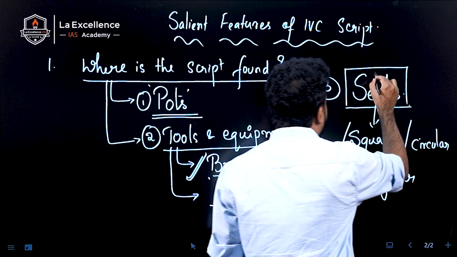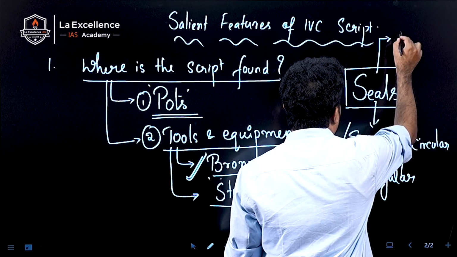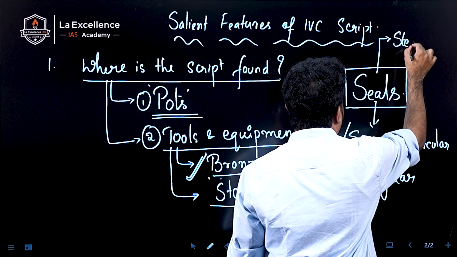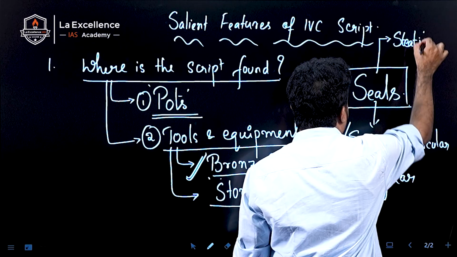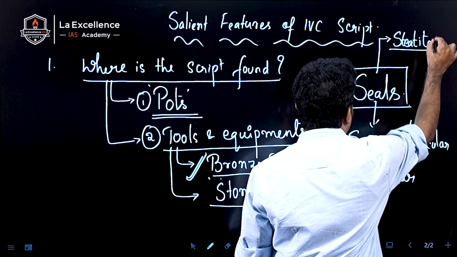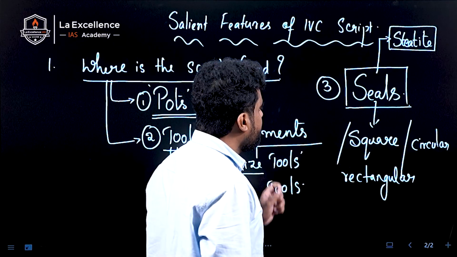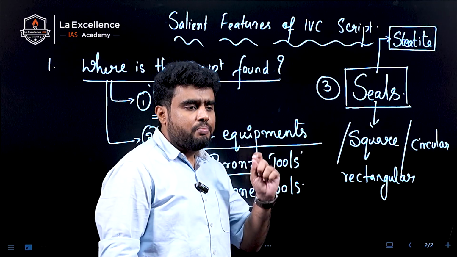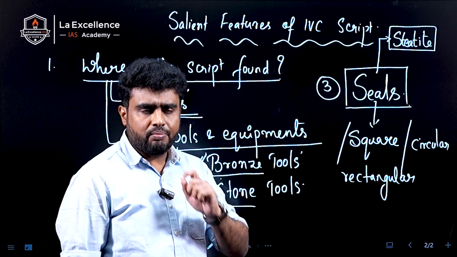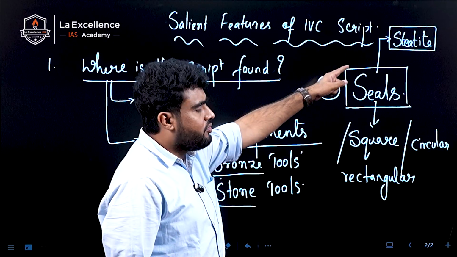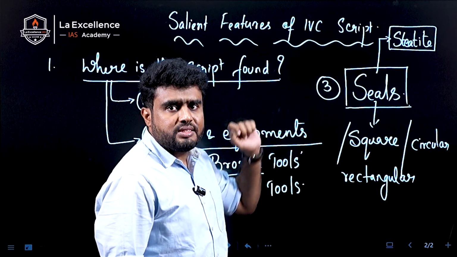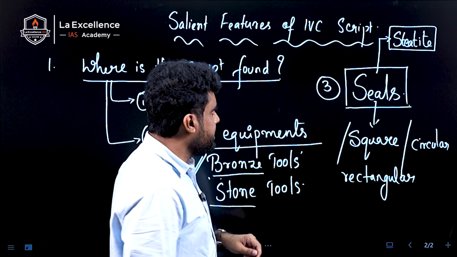These seals were primarily made of a soft stone called the steatite stone. This is an important question also in examinations in general. The Indus Valley Civilization people manufactured seals primarily with which of the following components? It is made of a soft stone called the steatite stone.